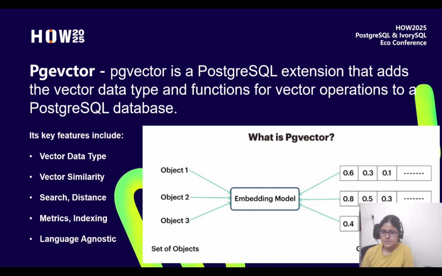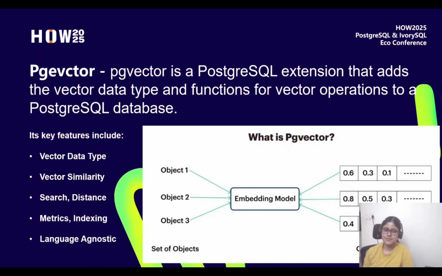So PgVector is the extension on PostgreSQL that helps us convert a normal SQL database into a vector database, and it is this. If you can see here, these are the objects that get into the embedding model and convert it.